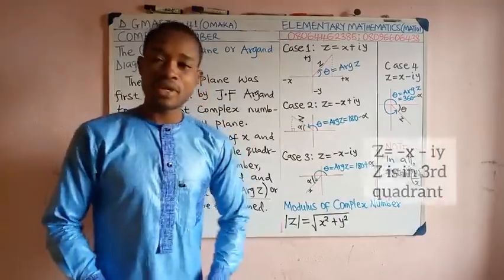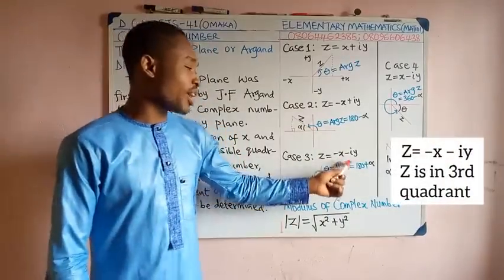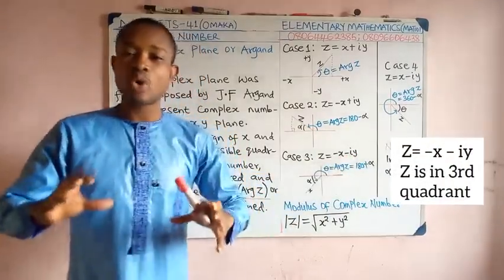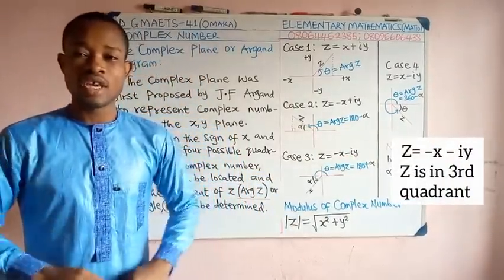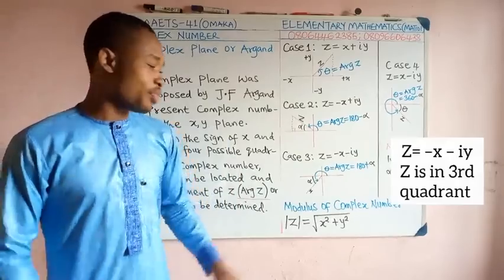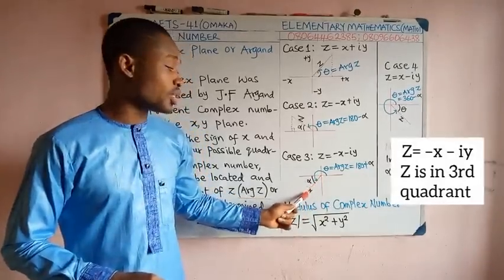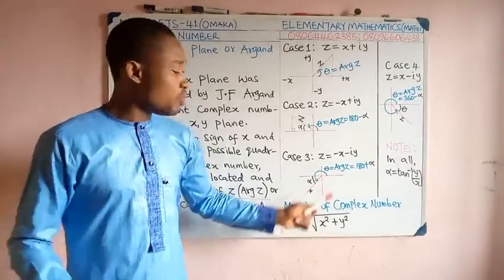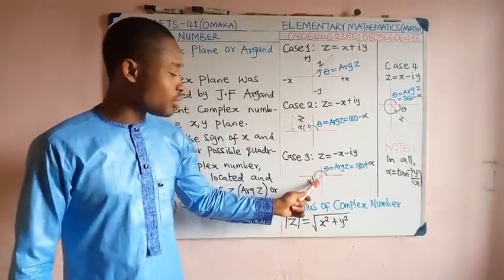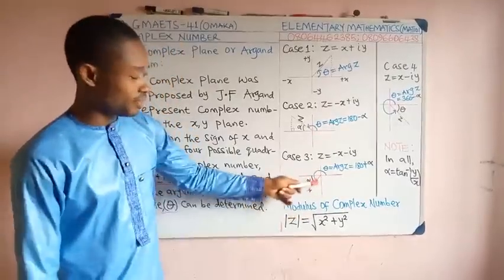Quickly, let us look at case 3. z is equal to negative x, negative iy. So both x and y are negative. If you plot such a point, you will notice that the point will be located in the third quadrant. Therefore, our complex number will be in the third quadrant. What is the argument of z? You measure from positive x-axis down to the complex number line. You can see. Is that okay?